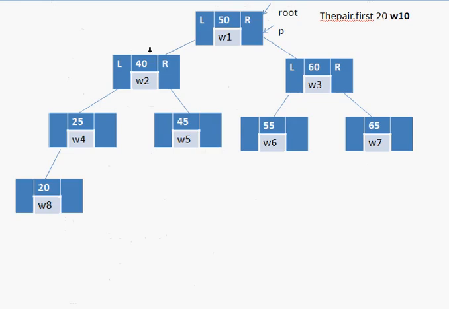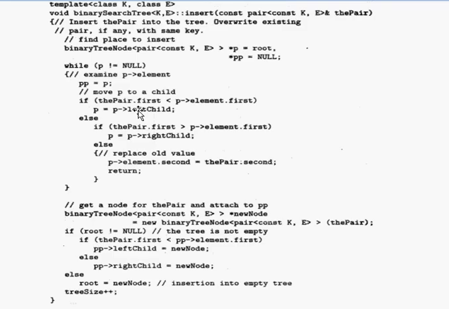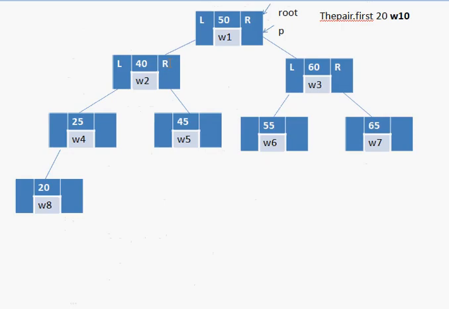Okay, assume pp and p both are pointing to this node. Now again, the condition is the pair dot first is less than p element dot first. So this is true again, because now the pair dot first is 20 itself, but right now p element is 40. So again you have to go to p of left side. So p will be pointing here.